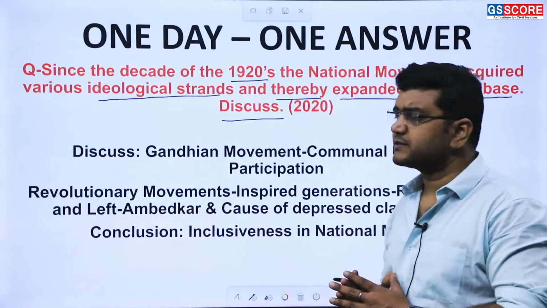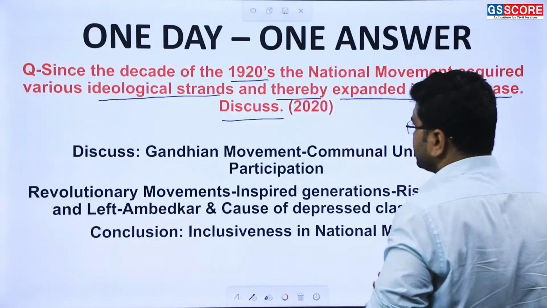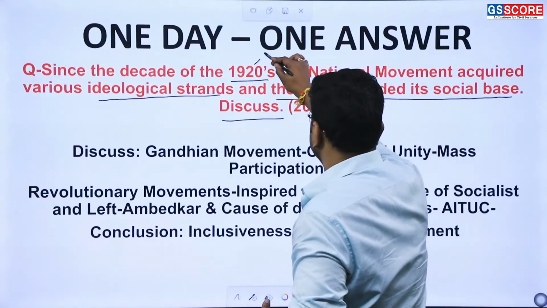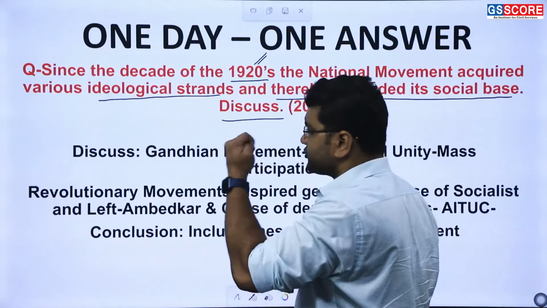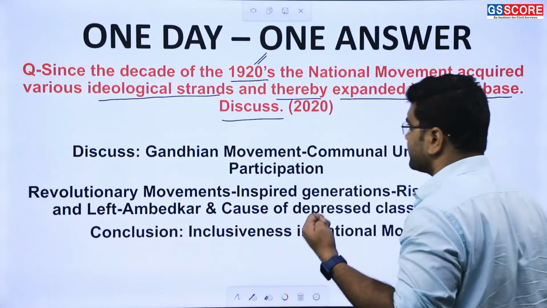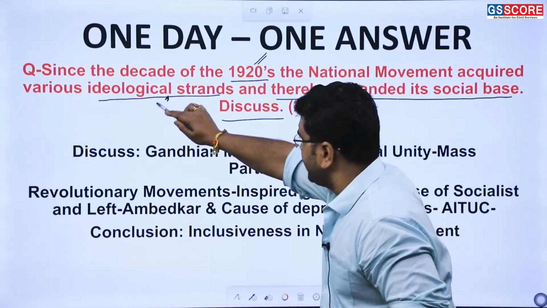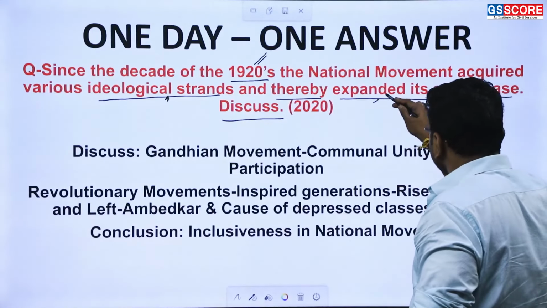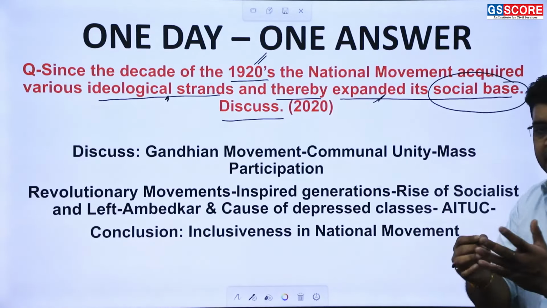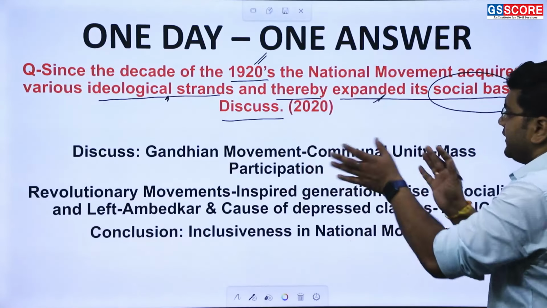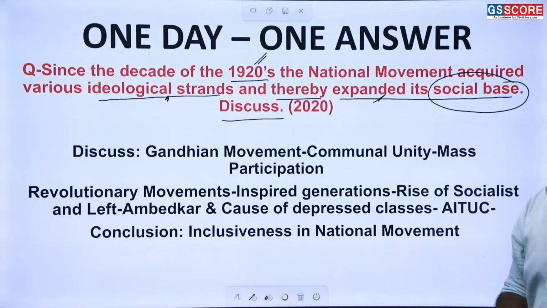The question is a statement, and the statement means that since the decade of the 1920s, the national movement has acquired various ideological strands, as we have just discussed: communist, socialist, depressed classes. And thereby, after getting those various ideological strands, it expanded its social base. That means the social base for which the movement was running has expanded. There was an expansion in the social base of the INC and the national movement.